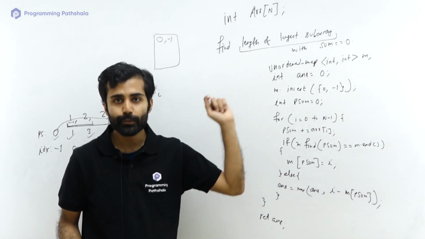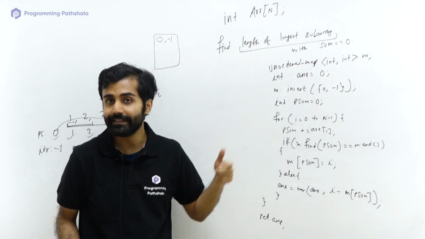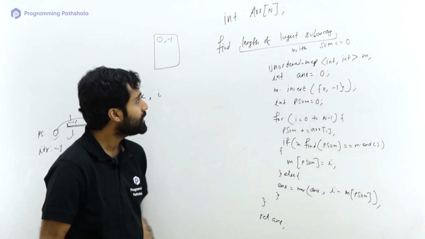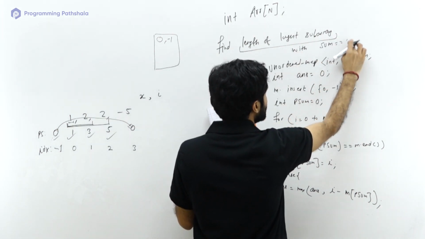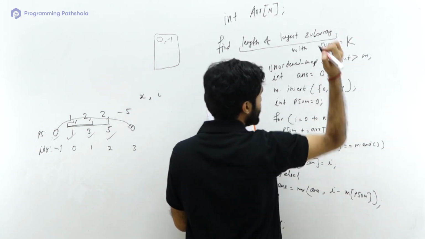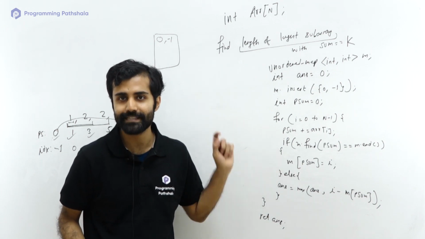Now again, I'll tweak this question a little bit and check if you can write an updated code on your own. So here, now I am interested in the length of the longest subarray whose sum is equal to k. Just pause and think what to change in this logic.